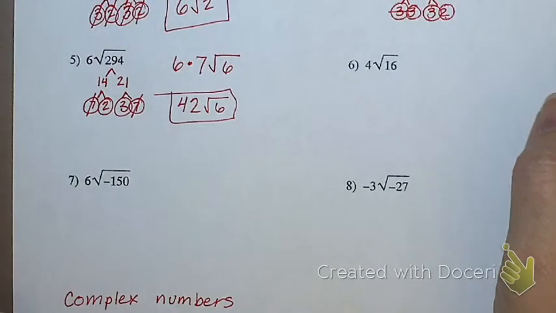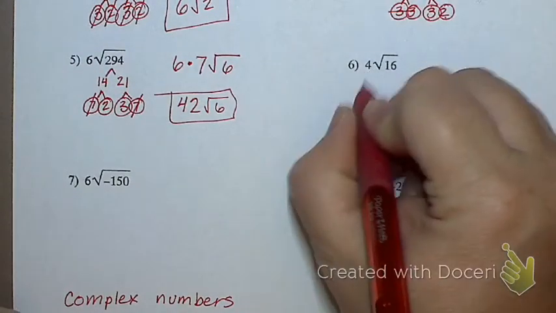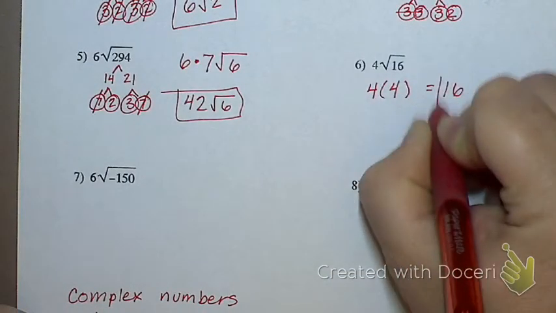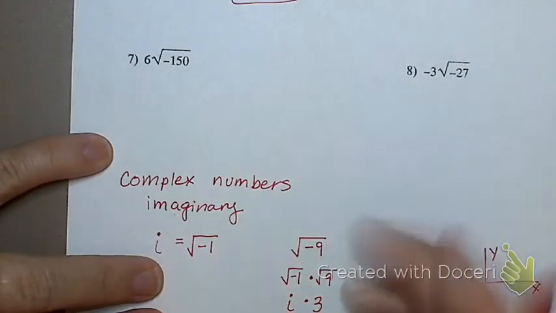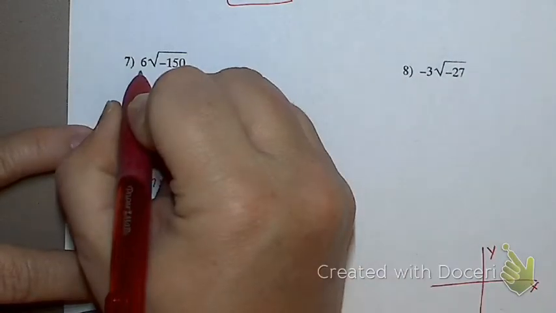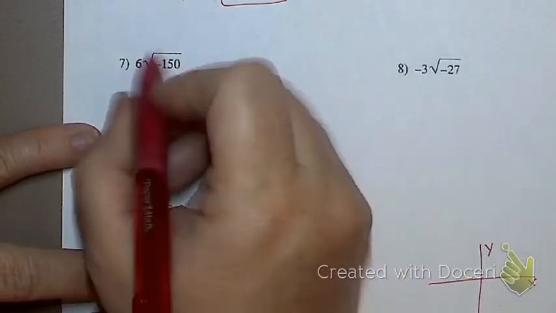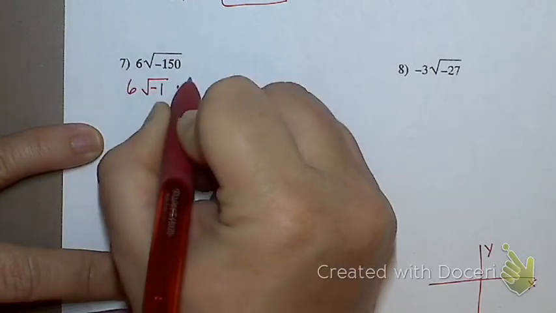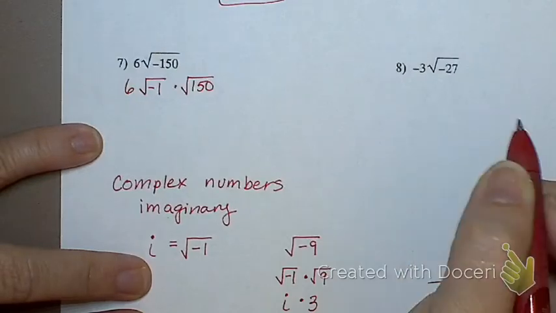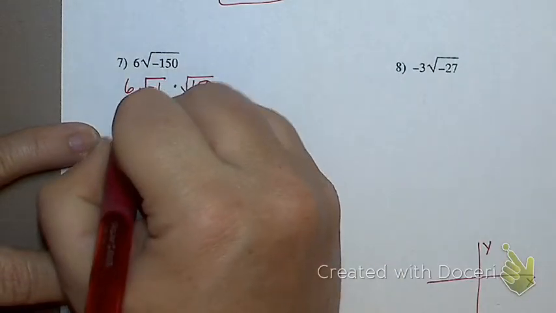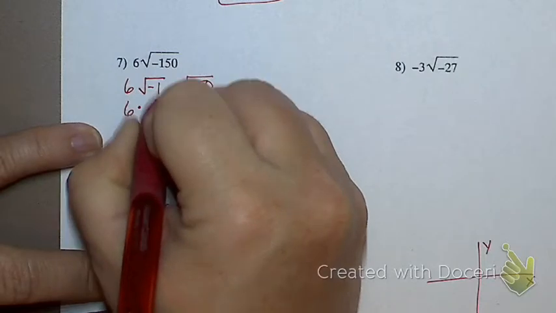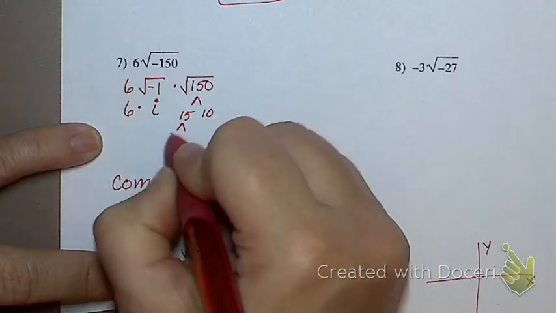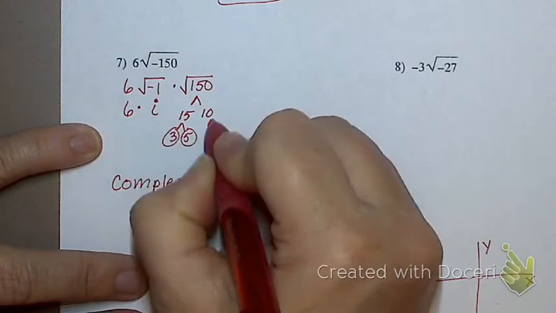Number 6. Please tell me you can do it in your head. I have a 4 outside. What's the square root of 16? So what's my answer? 16. All right. Coming down to number 7. It's that 150 again. We had that yesterday, didn't we? So this is 6, and then I have the square root of negative 1 times the square root of 150. So that's 6, that's i, right? And then 150: 15 and 10, 3 and 5, 2 and 5.